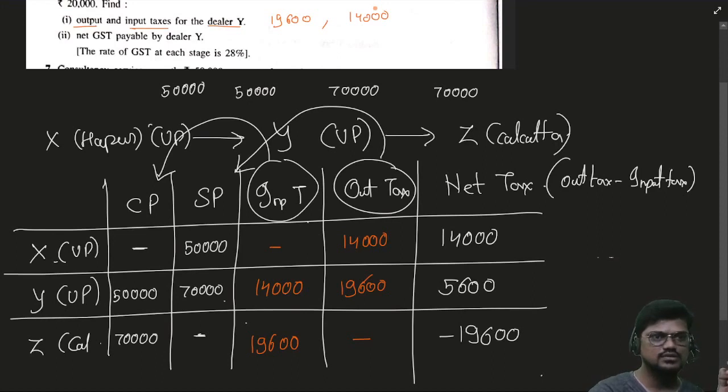Yes, Chaitanya. Clear? Net GST payable by dealer Y. Net GST is over here, net tax. The net GST payable is 5,600. Clear? That's it. Done with the question. So you can apply this for all the questions.